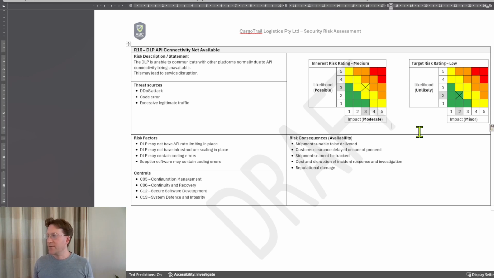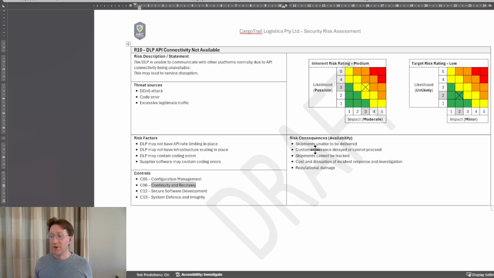For the target risk rating, then, we can go from possible down to unlikely for likelihood and from moderate to minor for impact. So therefore, we have a low risk rating. We can lower the likelihood because we're using secure software development to ideally not have errors on our side where we cannot connect to other systems properly, or they try to connect to us and we have a problem on our side because we didn't code it properly, because we updated the software and there was an error in the update. And then we have a lower impact because we can have systems in place to fight back against denial of service attacks. And we might have alternative ways of doing things.